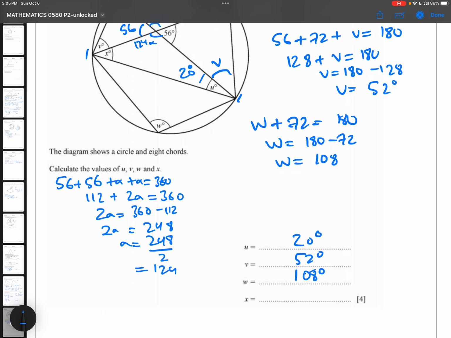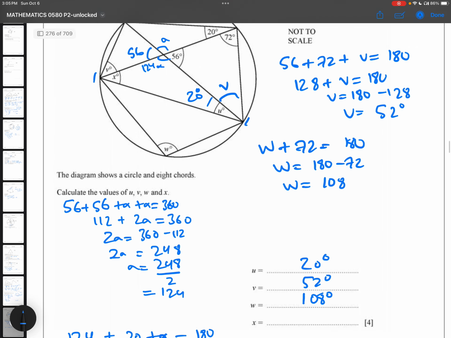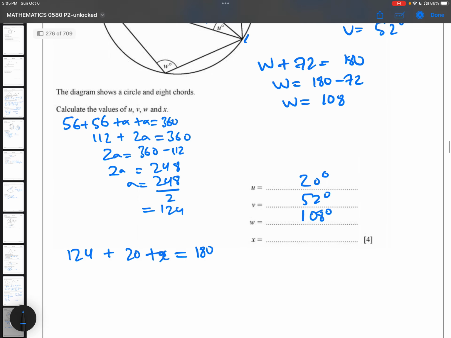So now we can see that if we add 124, 20 and x, we will get 180. 124 plus 20 plus x is equal to 180. Why? Because these three are interior angles of the same triangle, so their sum is 180. 124 plus 20 is 144, plus x is equal to 180. Now this 144 will be subtracted from 180. This will be equal to 36 degrees.